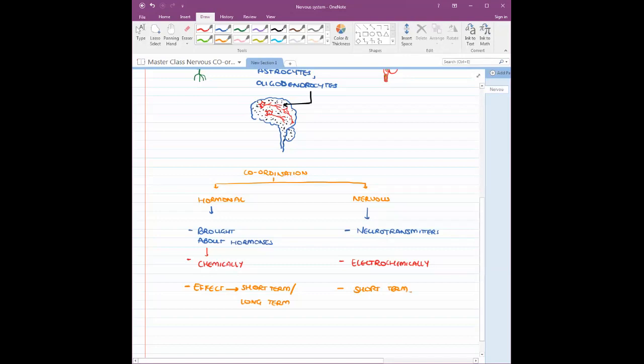When we talk about hormones, a hormone may be produced in a flash of a moment, and then it will work only for a little while, meaning it will do its job and it is immediately going to be broken down and removed from the body. There are some hormones like that, but some hormones will stay in your body for a longer time, and they will continue to do their job for a larger period. So that is going to be a long-term effect. But nervous coordination is always going to be very, very short term.